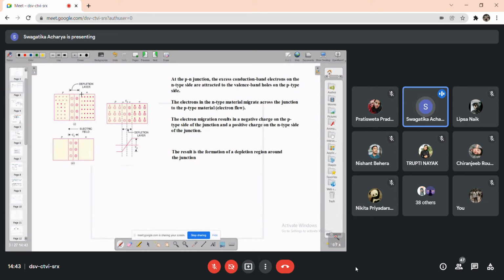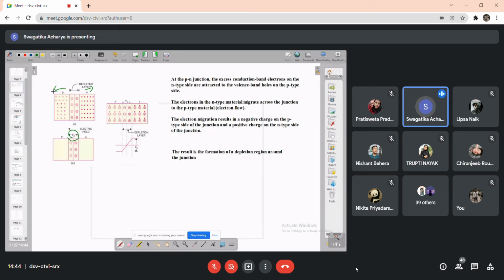So what about the outside? What happens outside the depletion layer? One electric field appears. Where does the electric field appear? In this depletion layer itself, right? That is your barrier potential. The barrier is created by these ions only, and that provides an electric field. That is your barrier potential, denoted as V naught here.